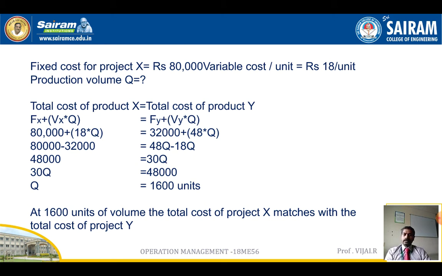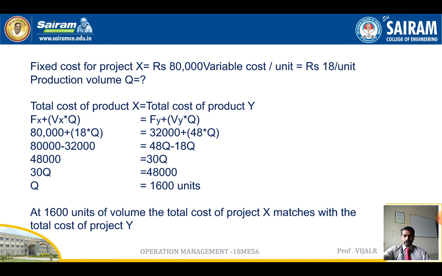By equating these two equations, left-hand side and right-hand side, 80,000 minus 32,000 is equal to 48Q minus 18Q, which is 30Q. So 30Q is equal to 48,000, which means the Q value is 1600 units. So at a volume of 1600 units, the total cost of X matches the total cost of Y.